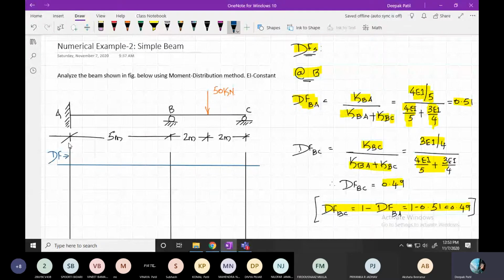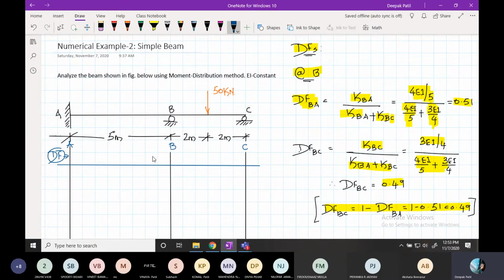So once we have found that, let us move further and write down those distribution factors here. This line is for A, this line is for B, and this line is for C. So you have to draw vertical lines exactly below the supports and draw one horizontal line. Above that horizontal line, we will be writing the distribution factors. So the distribution factor of BA is 0.51, so let me write that one. And the distribution factor of BC is 0.49, so let me write that one also. Don't write anything here. And now the next step is to write the fixed end moments.